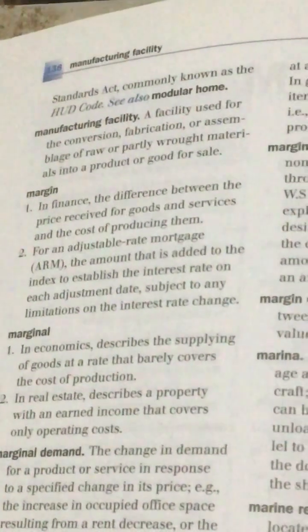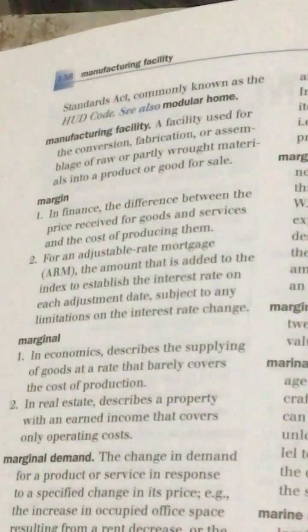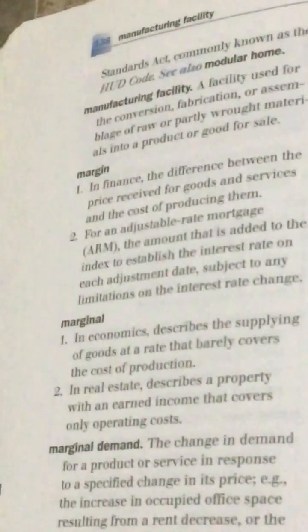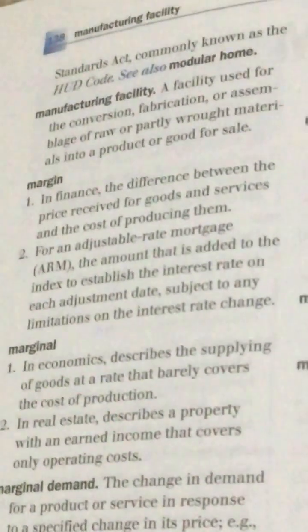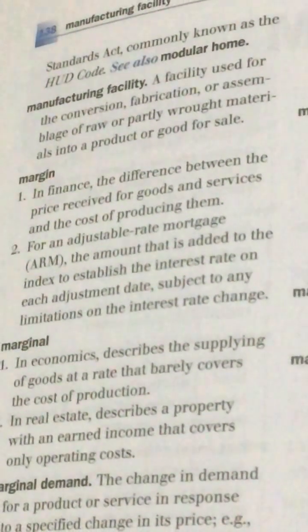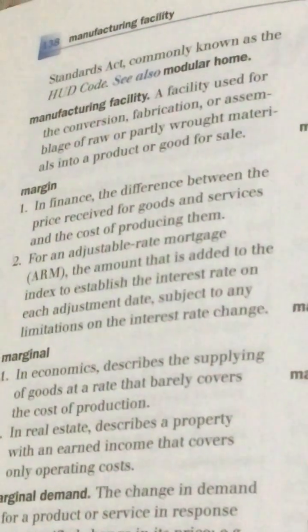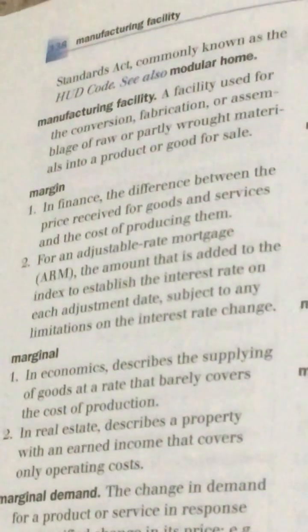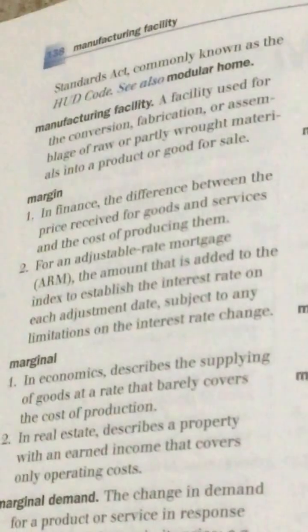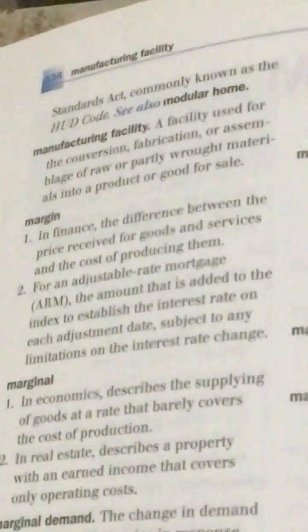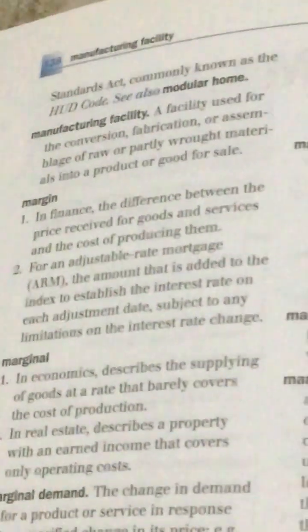The Dictionary of Real Estate Appraisal, page 138, chapter M, continued. Starting with manufacturing facility. A facility used for the conversion, fabrication, or assemblage of raw or partially wrought materials into a product or good for sale.